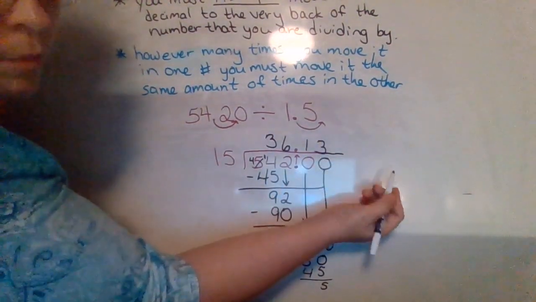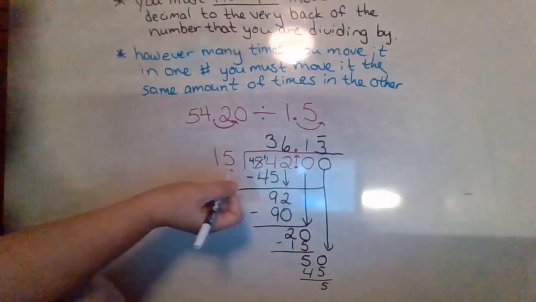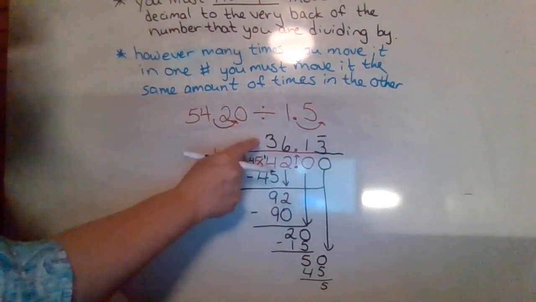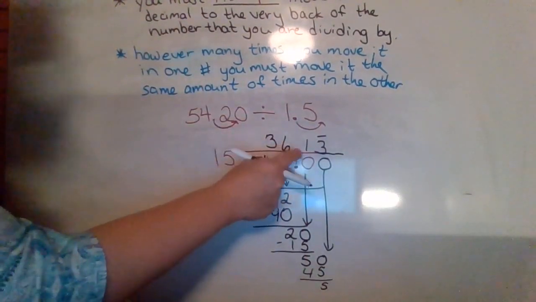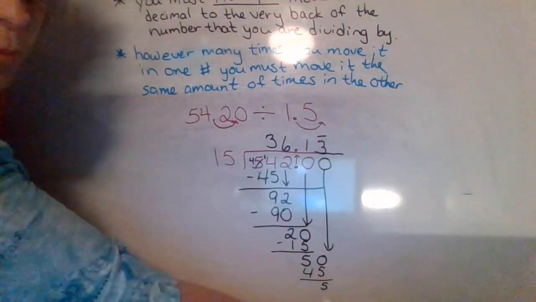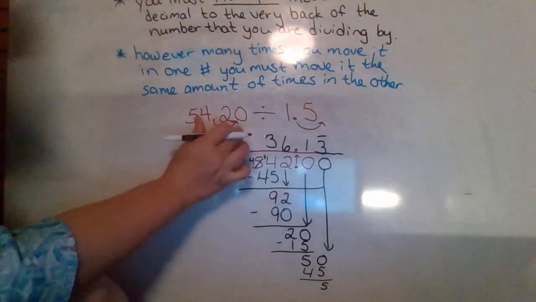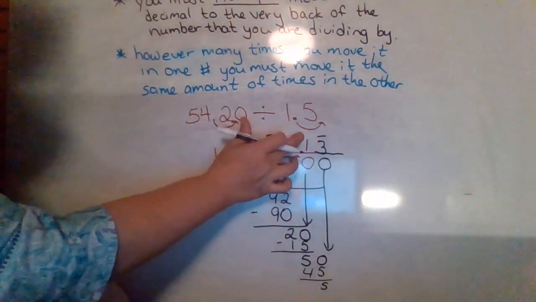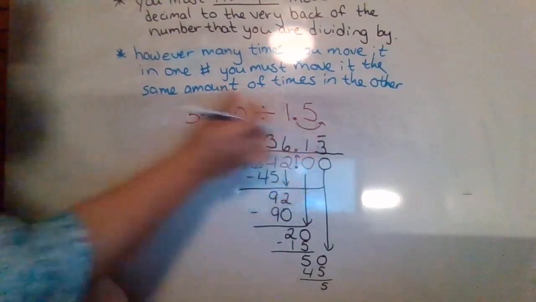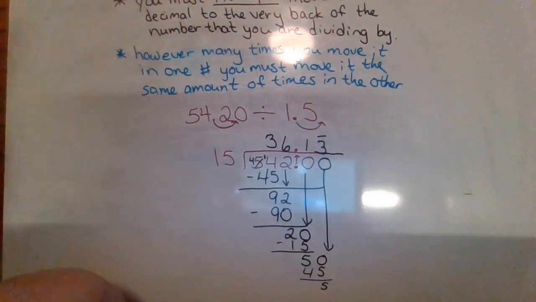And it's going to keep giving me 5. So I don't know how many of you remember, but there's this little thing you can put. It's a bar. And that means that that 3 is going to keep going over and over and over again. So your answer is 36.13. And that 3 is repeating. That's what that little mark means. Okay, so 54.20 divided by 1.5 is 36.13 repeating.